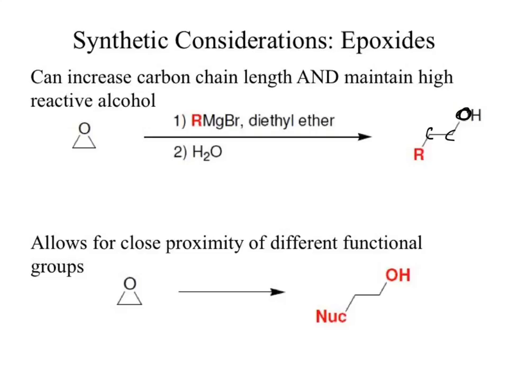So that can drastically change the chemistry of the alcohol. It can also change the chemistry of the nucleophile because we're now introducing, again, two functional groups close to each other. And that affects our chemistry. For instance, if we take an alcohol and bring it close to a carbonyl, does that affect the chemistry of either of those functional groups?